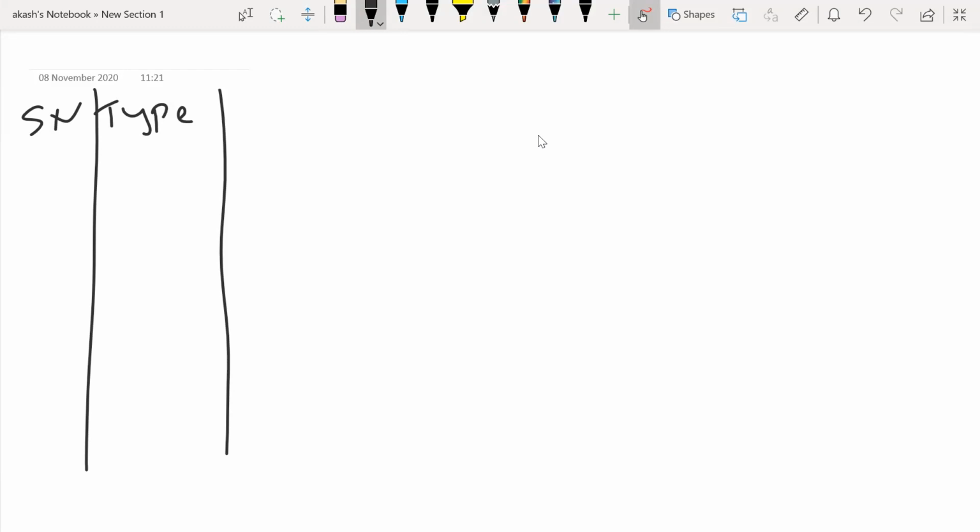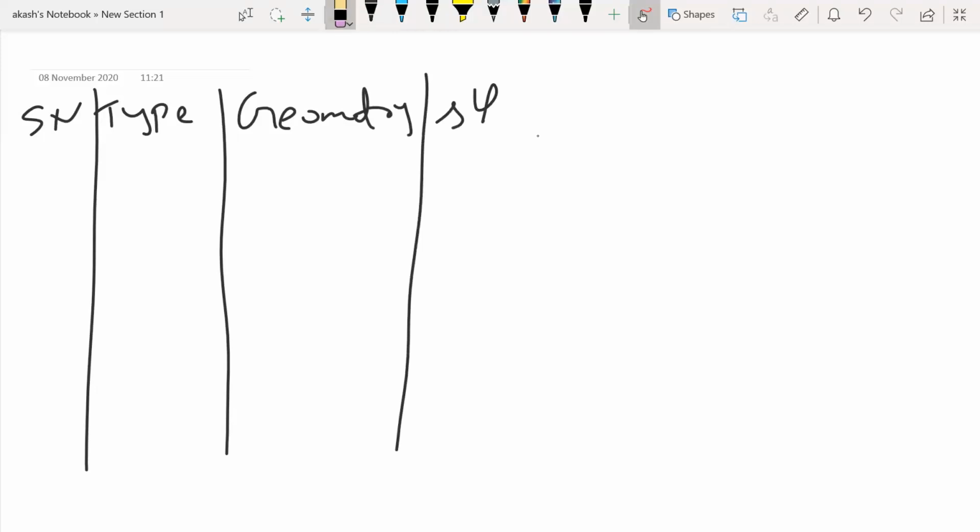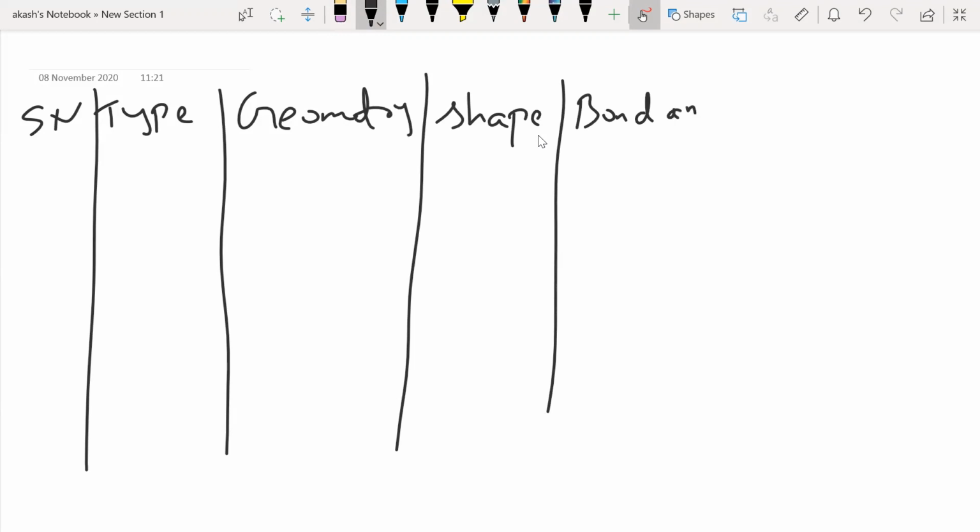Hybridization is obviously done with steric number. Type we'll see. Okay, then, say the shape, or first the geometry, right? Geometry, and I'm going to have the shape. Okay, and the last one is going to be my bond angle. So these are all the things which are there in the table.